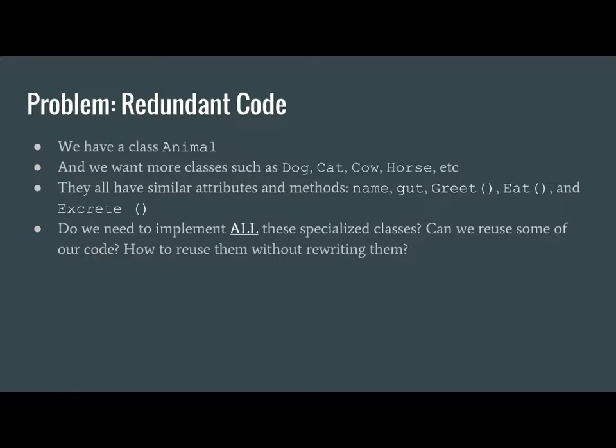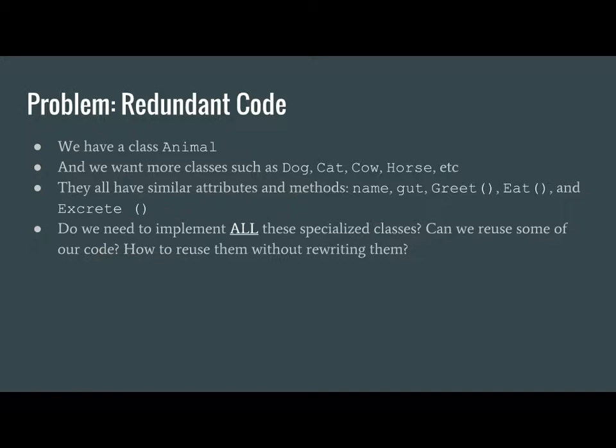If we have a class, we already implemented class animal. Now we want to implement more specialized classes such as dog, cat, cow, horse, etc. And they all have some similar attributes, right? They are all animals. They all have name, guts, they can greet, they can excrete, they can eat. The problem is, if we ever want to implement these classes, do we have to write them individually? Do we have to redo everything that we have already done in animal?